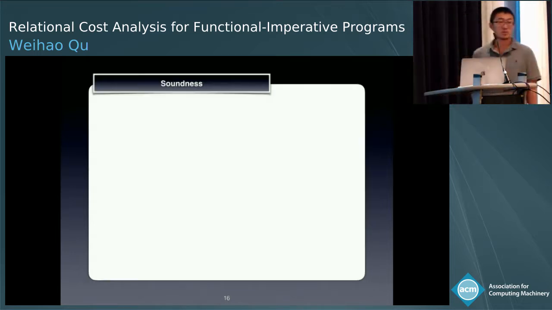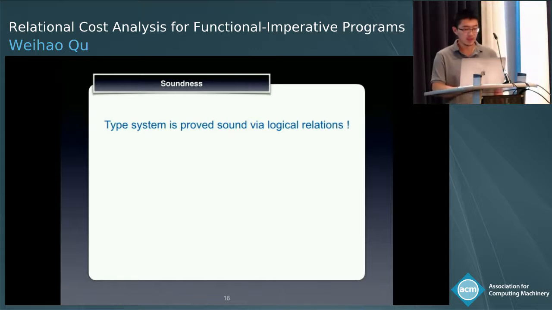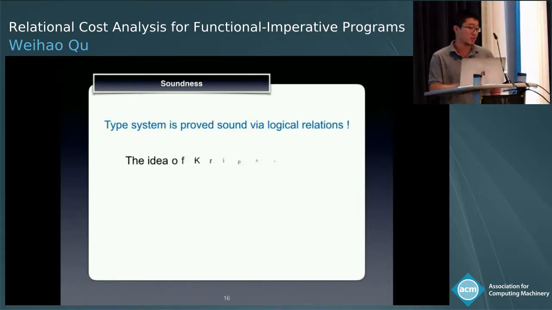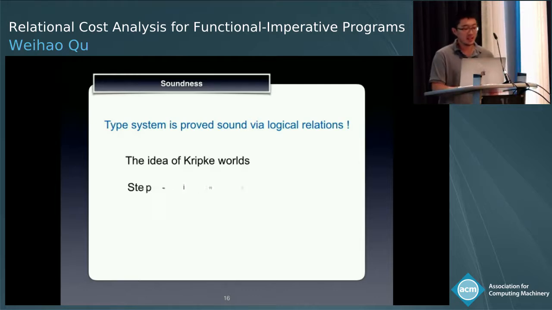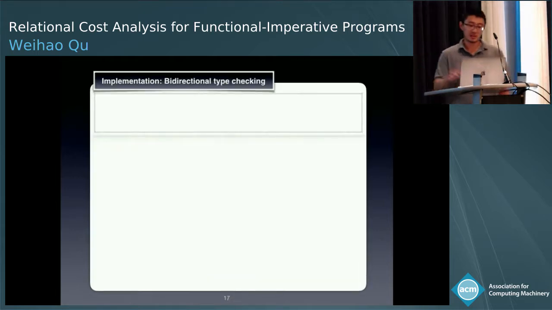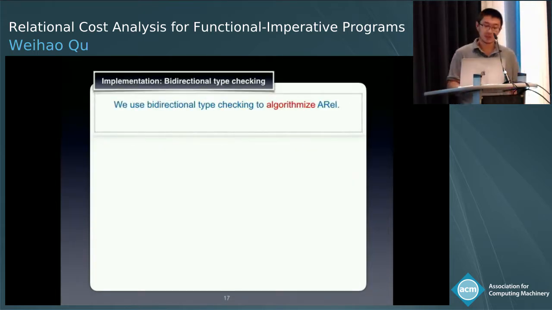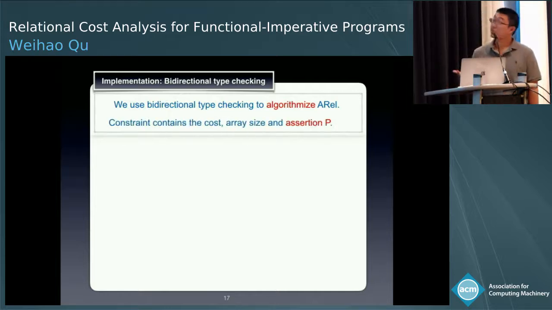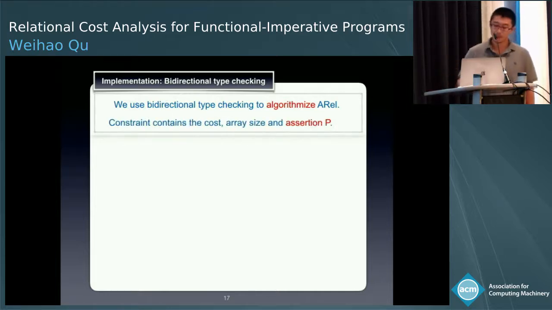And so far, all these rules we have seen are proved sound via logical relations. We have new logical relations with the ideas of critical worlds and step index, and it will account for the new refinement of the state monad. So far, the system we have seen is declarative, so we use bidirectional type checking to organize our systems. And the constraint will now contain the cost, array size, and the assertion piece.